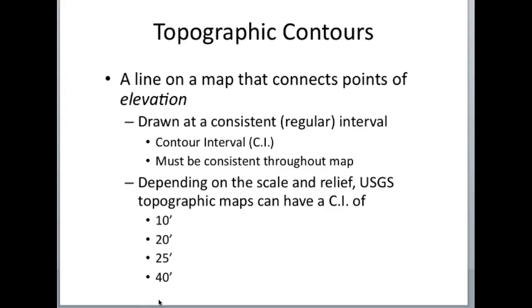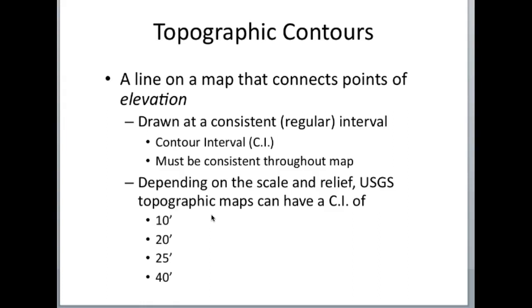Just to jump in, what we mean by a contour is a line on a map that connects points of the same elevation and is drawn at a consistent or regular interval. This is known as the contour interval, and it must be consistent throughout the map. It's important to keep that in mind as well. They consistently are, unless the cartographer has been out to lunch.